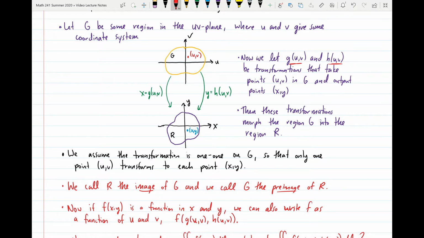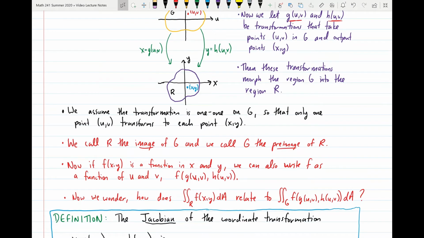If you want to think about it pictorially, these transformations take our region G in the UV plane and morph that region G into the region R. We take points from the region G, map them through these transformations, and the transformations output points inside the region R.